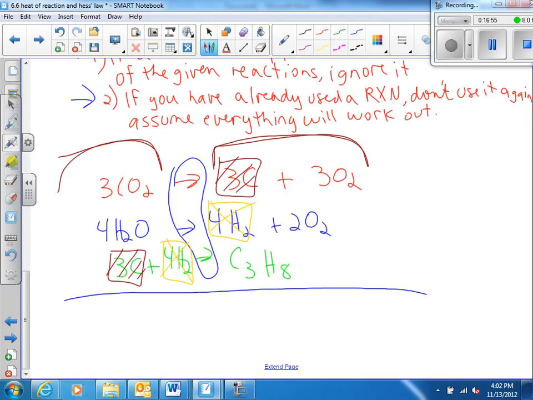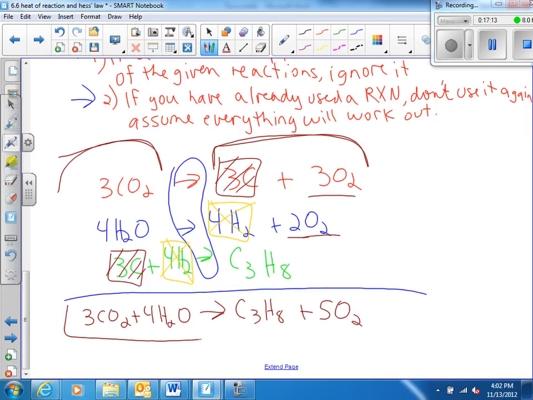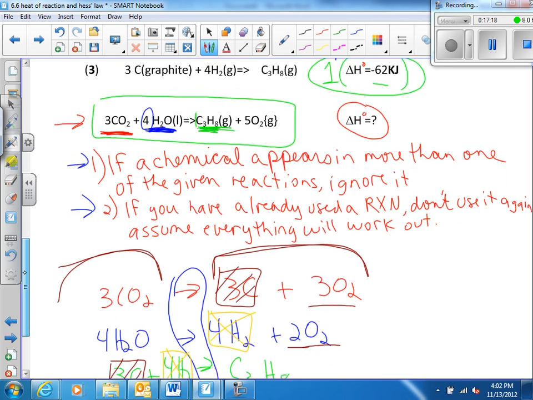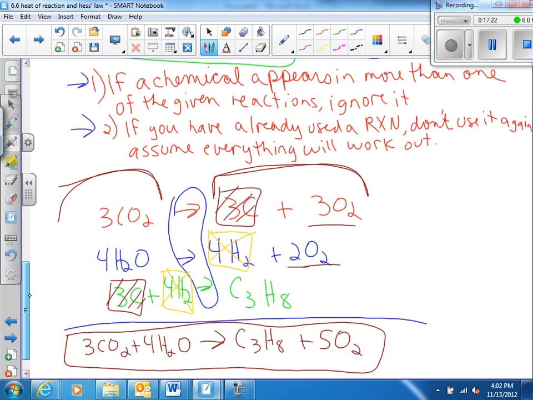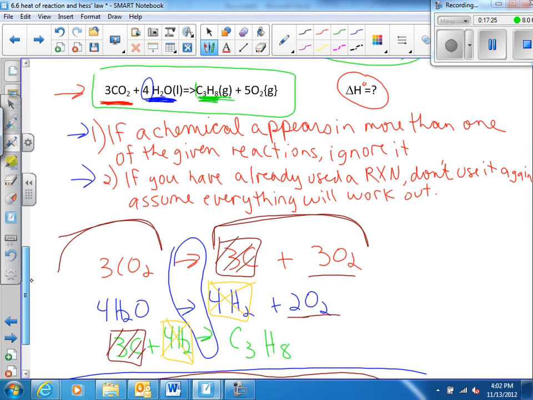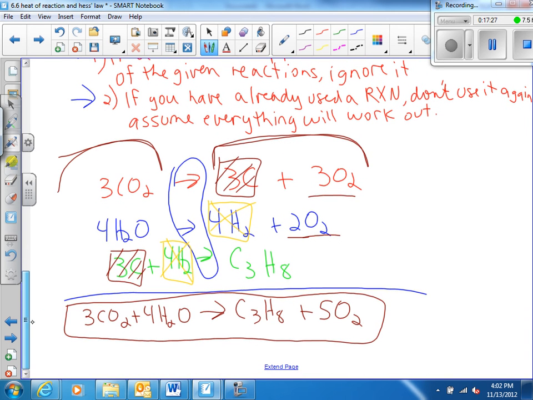So now I've got my 3 CO2s, my 4 H2Os, what's on the right side now? I have my C3H8. I can put these oxygens together to give me 5 total oxygens. And I check, do I get back the reaction that I was looking for? Did I get back 3 CO2s? Yep. 4 H2Os, yep. A C3H8 and 5 O2s. Yes, I do. So there's my reaction.